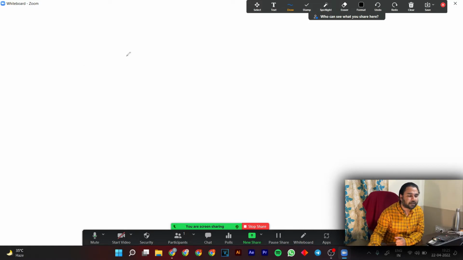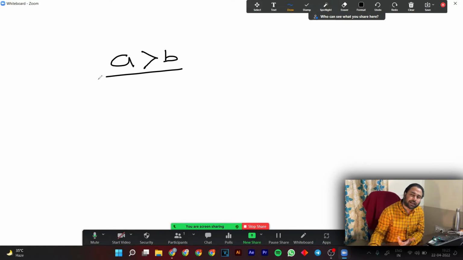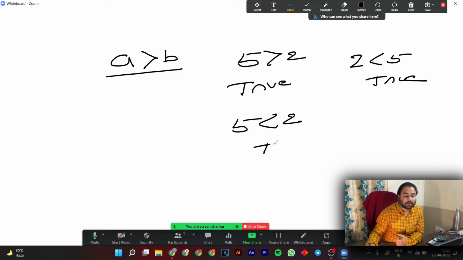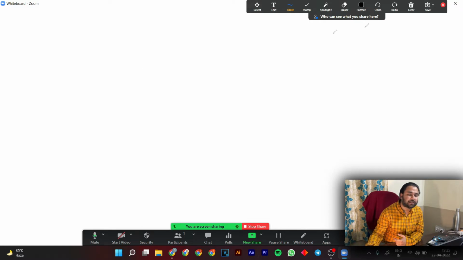For example, the first operator is A greater than B. So it can either be true or it can be false. That means if I say 5 greater than 2, I will get a true value, or if it is 2 less than 5, I can get a true value, or if it is 5 less than 2, it will get a false value. So this operator is basically the comparison operator between two operands.